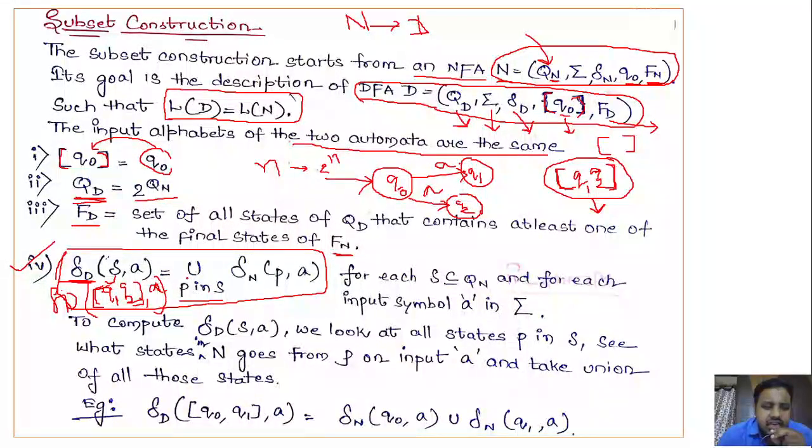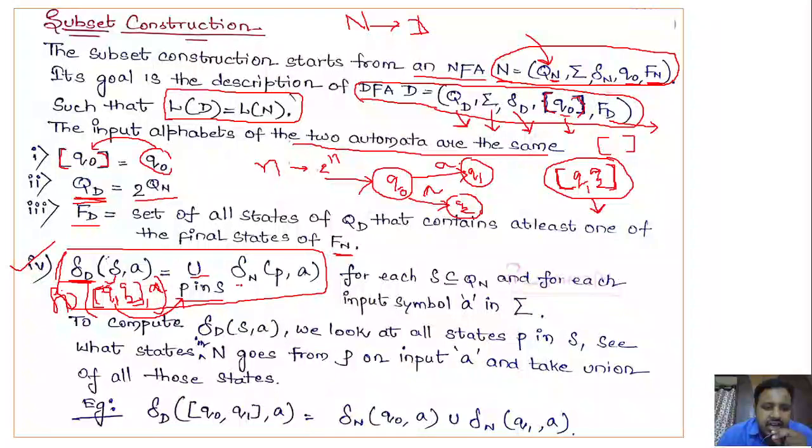Okay, so see here how we are writing union over P in S. So what is P in S? Each state in the DFA state, right? In this Q1, Q2, we have two states: Q1 is one state and Q2 is another state. So P in S means we have Q1 in S. Q1 is a separate state in the NFA, so we will identify the transition in the NFA from Q1 on input symbol A.